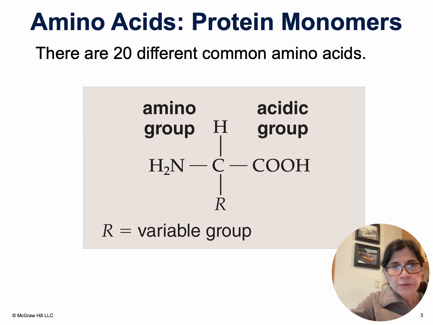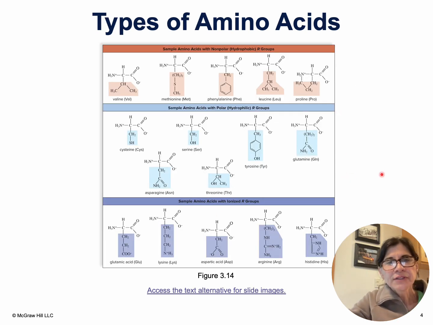All right, so here, this is just showing you some of the different amino acids. If you look at this picture, let's look at the top: sample amino acids with non-polar R groups. If you look at all of these 5 different amino acids, the part that is not shaded is the part that is common to all amino acids. You see that H2N, the central carbon, the other carbon with the O and the OH.